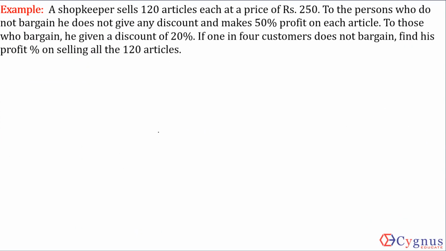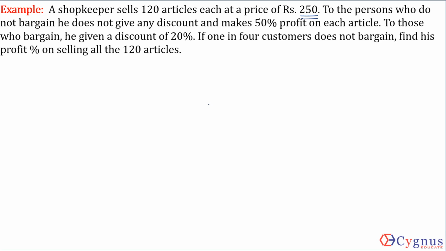Okay. What's given here? A shopkeeper sells 120 articles, each at a price of 250. Fine. To the persons who do not bargain, he does not give any discount. That means they'll pay the whole value and he makes 50% profit on each article. Fine. Makes 50% profit on each article. What does it mean? The printed price was 250? No. The cost price was 250?